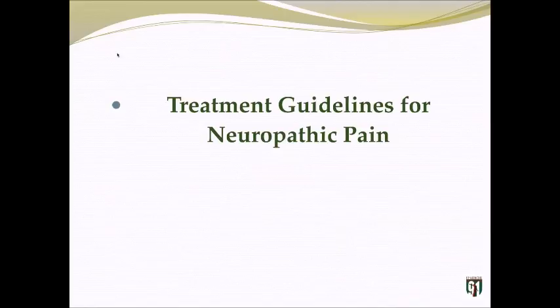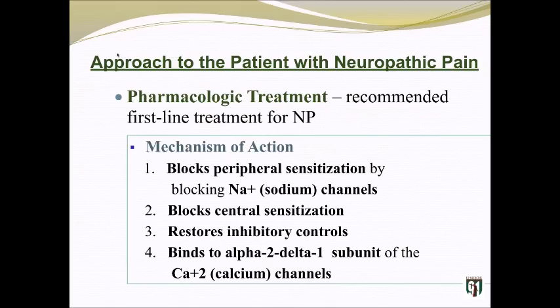Now we go to our third objective, which is the treatment guidelines for neuropathic pain. So pharmacologic treatment is actually the recommended first-line treatment for neuropathic pain, and a lot of the medications that are currently being used are actually anticonvulsants. And several of the mechanisms of action that would result in relief of neuropathic pain include blocking the peripheral sensitization by blocking the sodium channels, blocking central sensitization, restoring inhibitory controls, as well as binding to alpha-2 delta-1 subunit of the calcium channels.